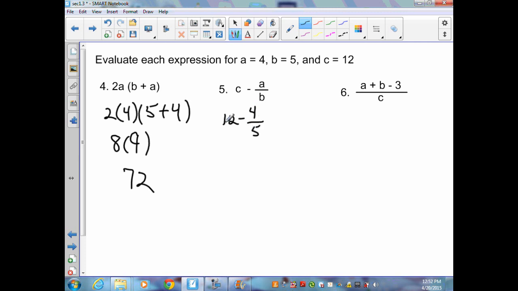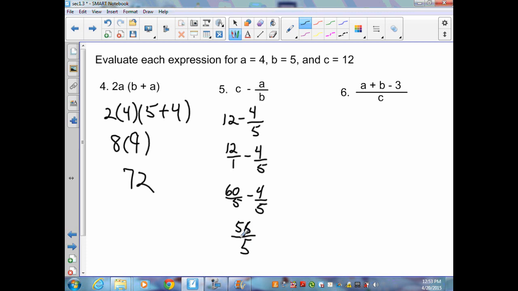Now I have a 12 minus 4/5, so I have to have a common denominator. So this is essentially 12 over 1 minus 4/5. My common denominator is going to be 5, so I'm going to multiply the top and bottom by 5. 5 times 12 is going to give me 60 over 5 minus 4/5. And then I subtract, which is going to be 56 fifths. And that is in lowest terms.